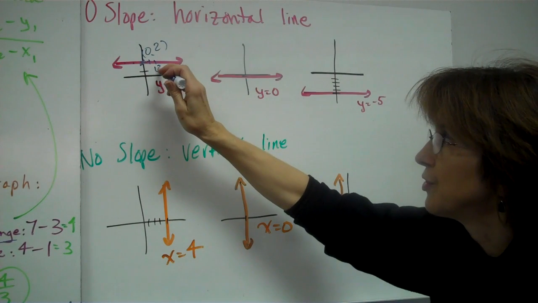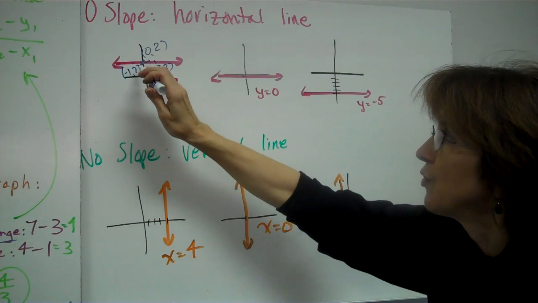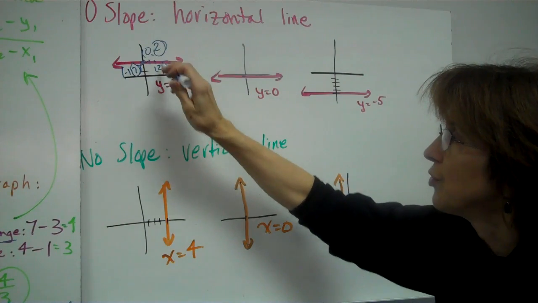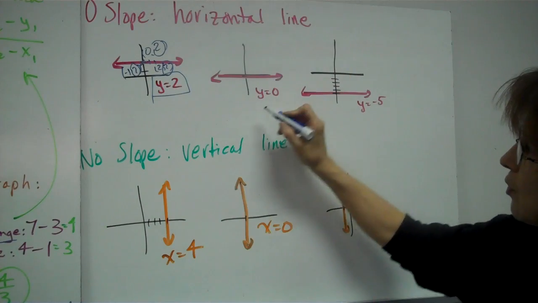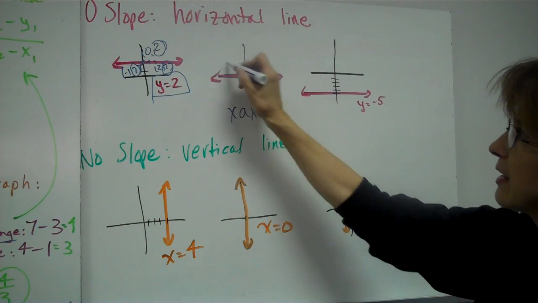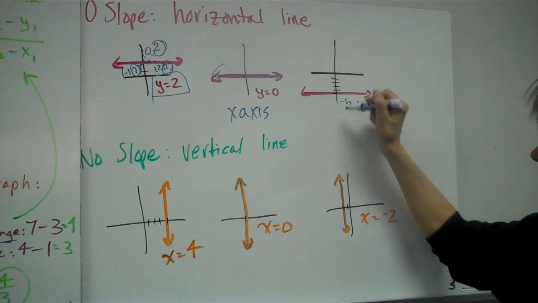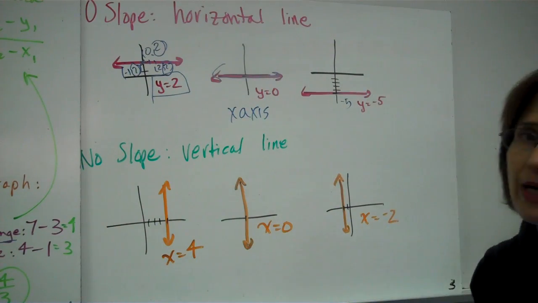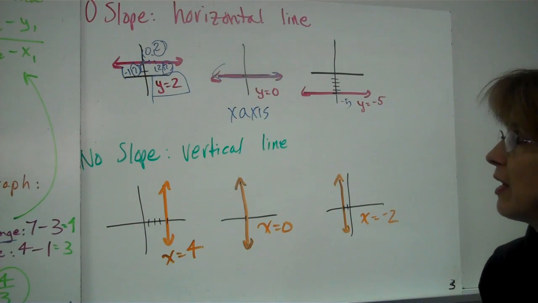This would maybe be the point 2, 2. This would be the point negative 1, 2. But you know the y value each time is 2. So y equals 2. Same thing here is y equals 0, and y equals 0 is actually the x-axis. Notice how it follows right along the x-axis, okay? This would be y equals negative 5, because right there's your negative 5, and every point along here, y is equal to negative 5. X is equal to all kinds of numbers, but y would always be negative 5.